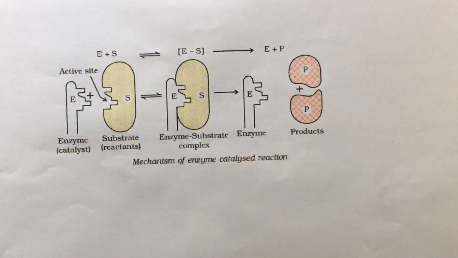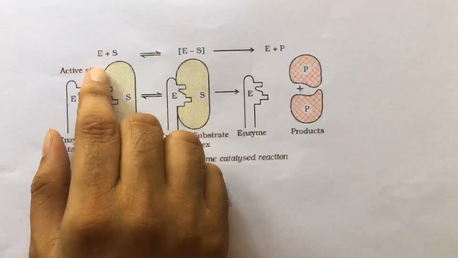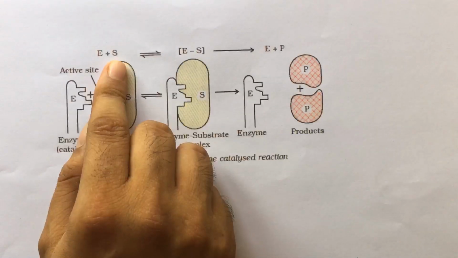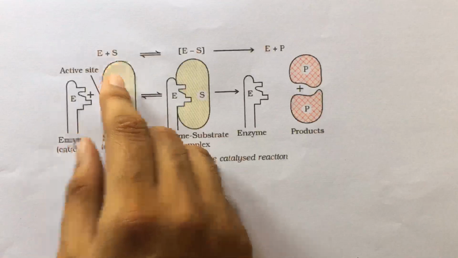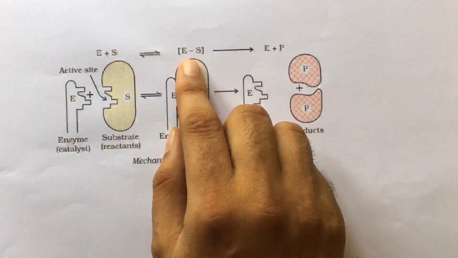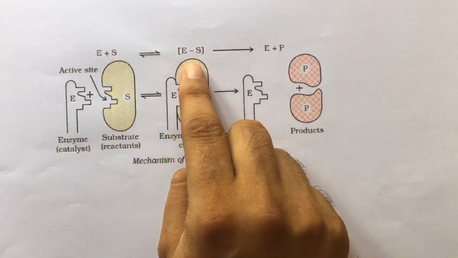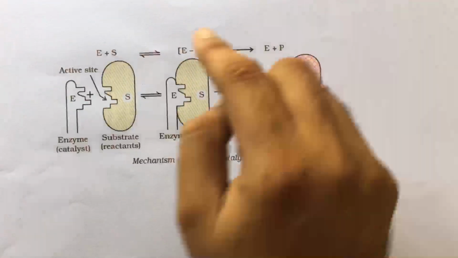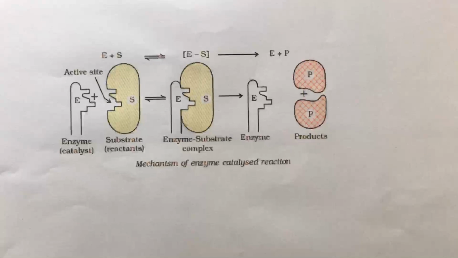It is a two-step mechanism. I told you that E is the enzyme, S is the substrate. Substrate is nothing but the reactant. So it leads to the formation of the enzyme substrate complex. This enzyme substrate complex decomposes to give you enzyme plus product. So the enzyme is regenerated during a chemical reaction. Is that point clear, students?